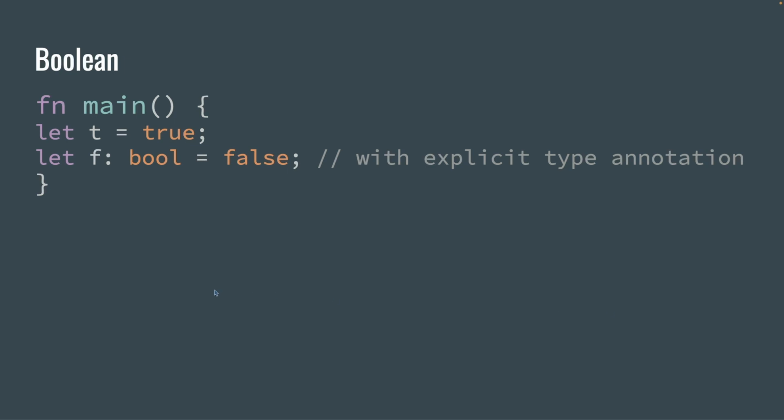As in most programming languages, a Boolean type in Rust has two possible values, true or false. Booleans are mostly used through conditionals, such as an if expression. We will cover these soon.